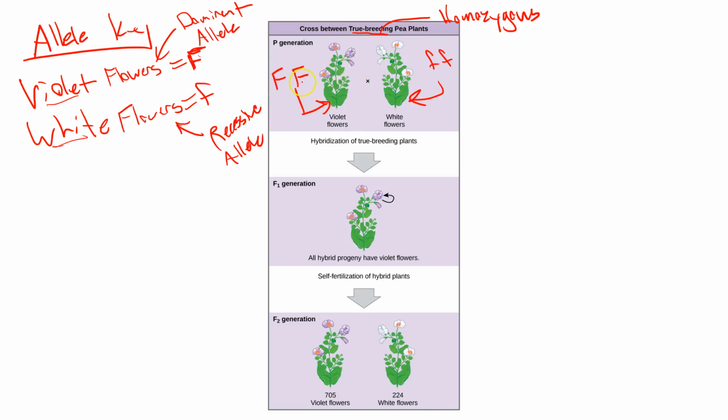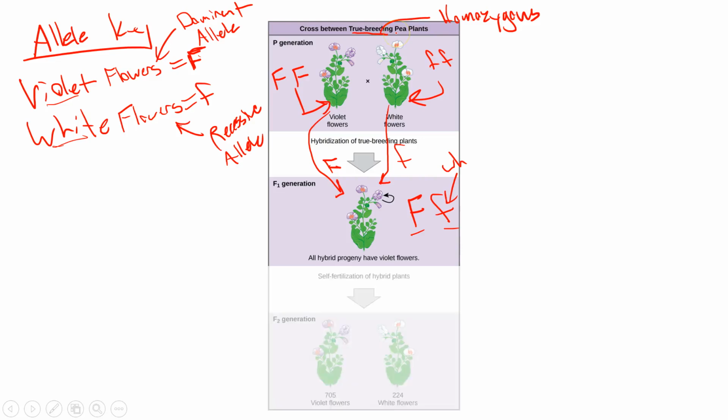Okay. Well, when you cross these together, every single bit of offspring gets a genome that's like this: big F, little f. They inherit a little f from this plant, and they inherit a big F from this plant. And so the diploid genome here of these plants is big F, little f, meaning they have one copy of the dominant allele and one copy of the recessive allele. And you can see that even though they have a copy of the allele for white flowers, because they have that dominant allele as well, it's always the dominant one that is going to be the phenotype that's visible.